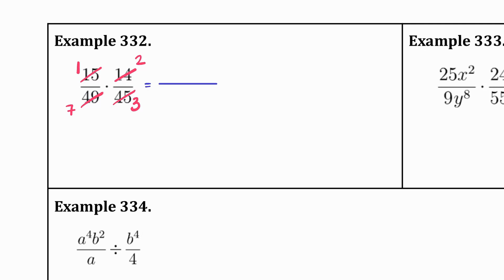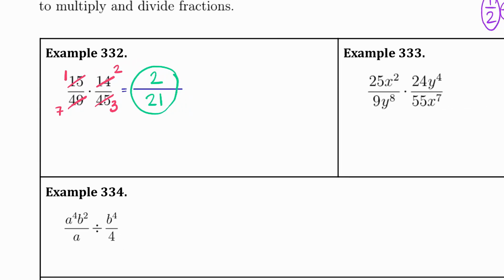On top, we have 1 times 2 is 2. 7 times 3 is 21. And that cannot be simplified. You would get the same answer if you multiplied 15 times 14, 49 times 45, and then just simplified those big numbers. We should end up with the same thing if we do it correctly. I just generally try to simplify anything I can first, just to make my numbers easier to work with.